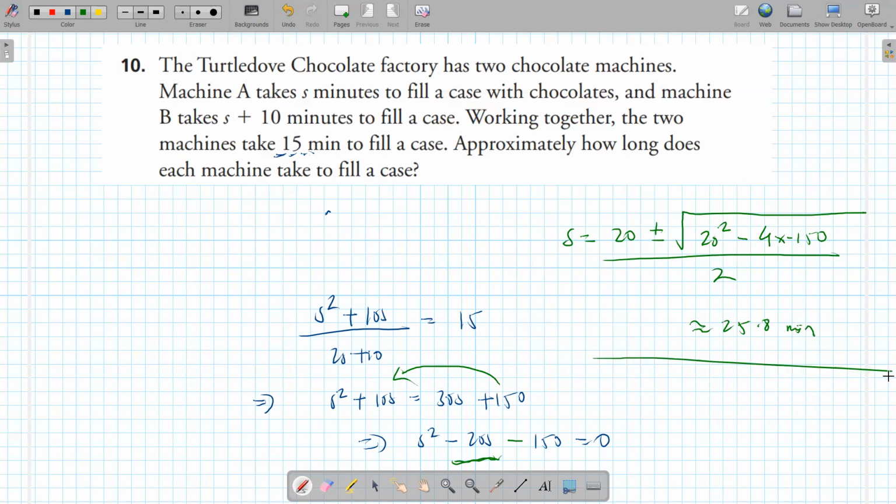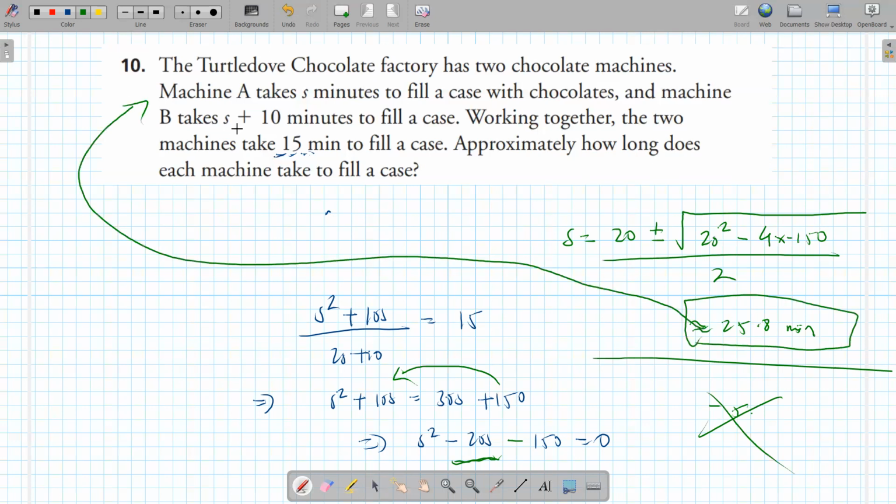And then we can do the same thing with a minus sign to see if we have another solution, and we'll see if that solution makes sense. No, it does not, because I got a negative time, -5 minutes, not possible. Therefore, S is 25.8, which is the time for machine A. That means machine B takes 35.8 minutes. So this is another unfactorable question, or if you can factor it, it's not very obvious.